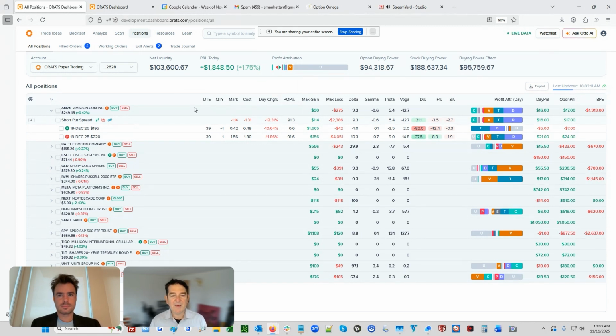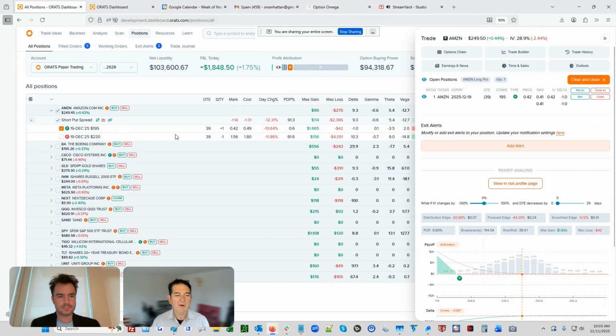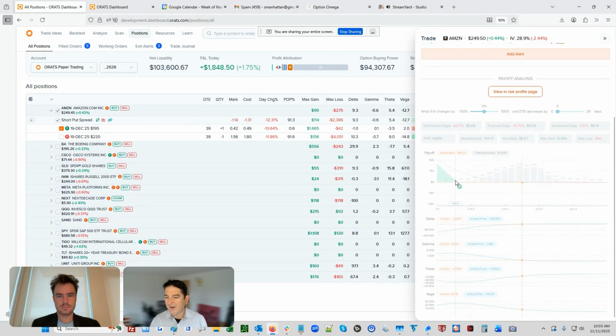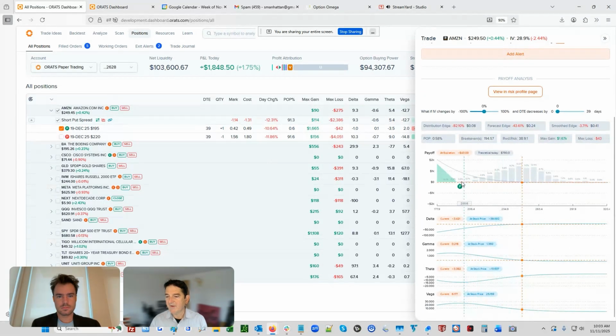So firstly, let's start with something kind of easy. So let's start with a long put. So here's a long put, way out of the money. Amazon's trading 250. In 39 days, you have the 195 put. You could see on this graph potentially that it's quite out of the money. So let's talk about what this graph is showing.